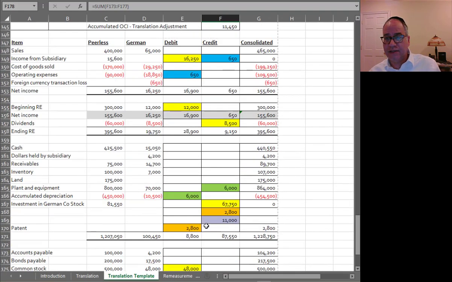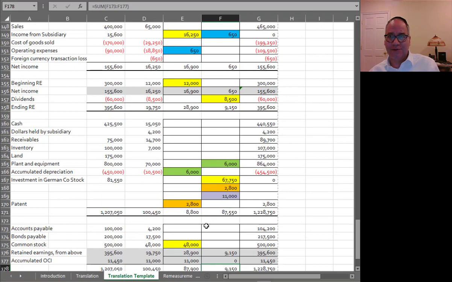So there's a lot of work here. There are a lot of steps to do the translation. The remeasurement is a little easier to do. There's some of the detail work you don't have to do for the remeasurement. What makes the remeasurement challenging, you'll see in a few minutes, is understanding what exchange rates to use.